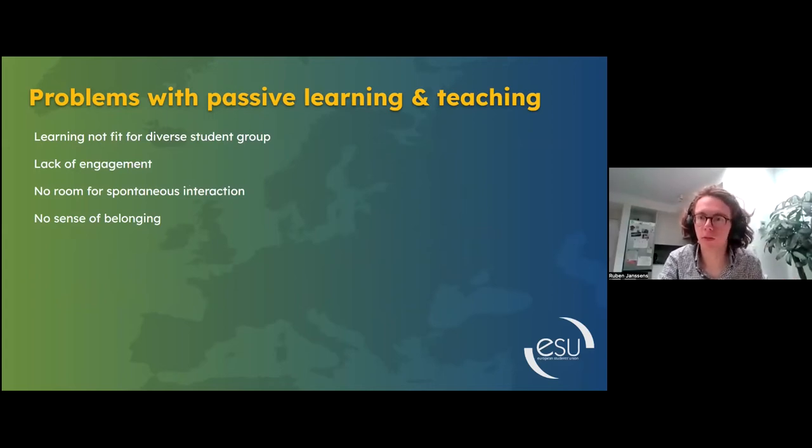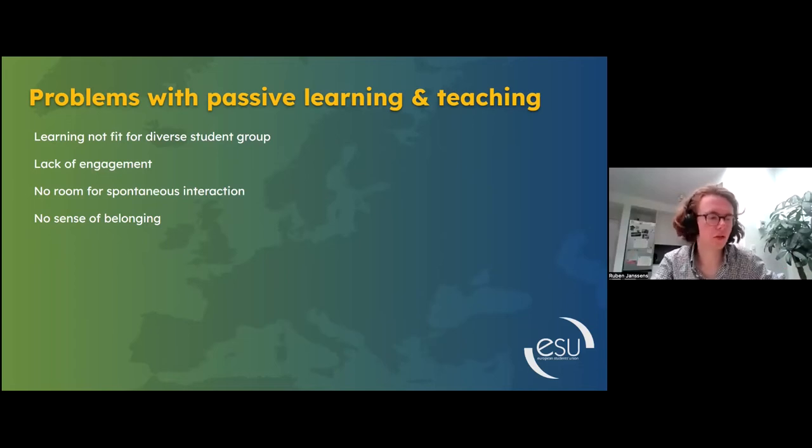Now, I talked a bit about the passive, the traditional learning and teaching methods. There are problems with these methods when we uniquely apply this passive learning and teaching. And that is that this is just not fit for a diverse student group. As I said, the group of students is becoming more and more diverse. I mean that from a socioeconomic point of view, an ethnic point of view, also in just the age of the students and the phase of life that they're in.